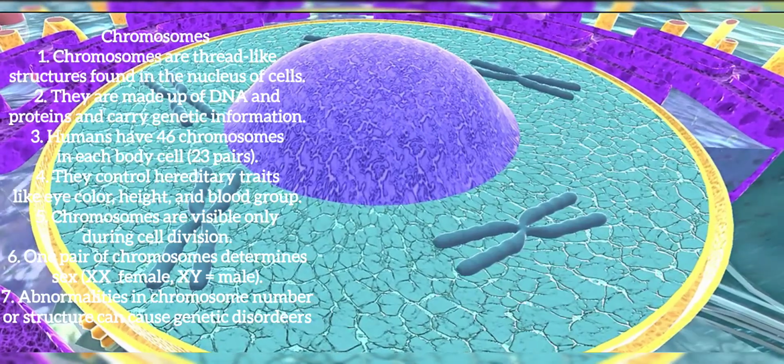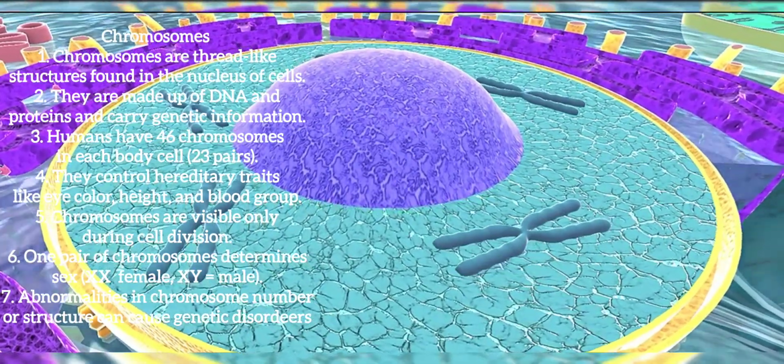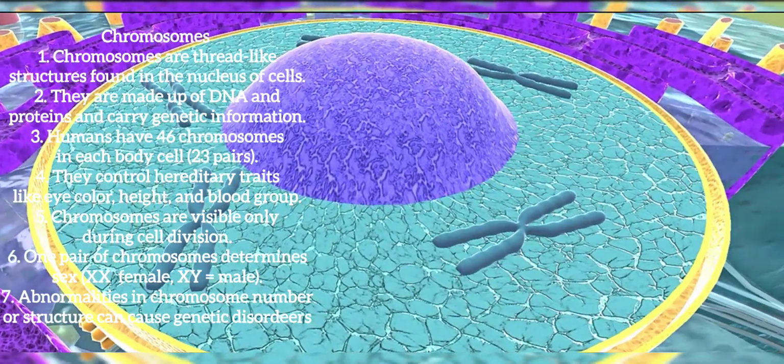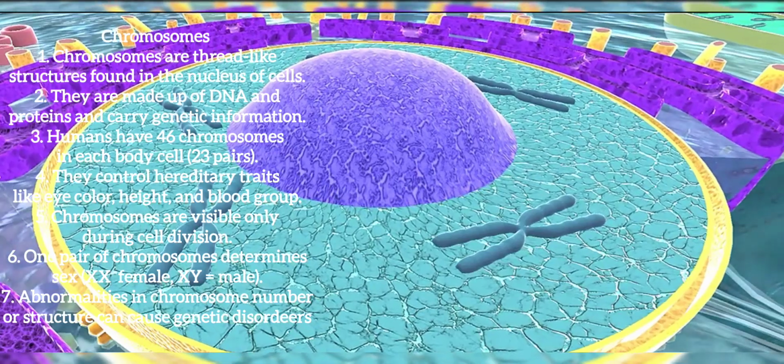5. Chromosomes are visible only during cell division. 6. One pair of chromosomes determines sex, XX female, XY male. 7. Abnormalities in chromosome number or structure can cause genetic disorders.